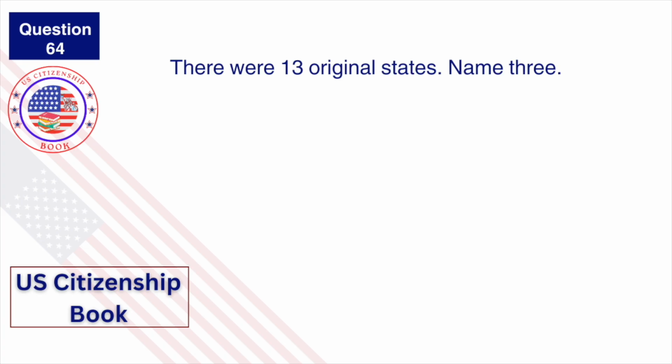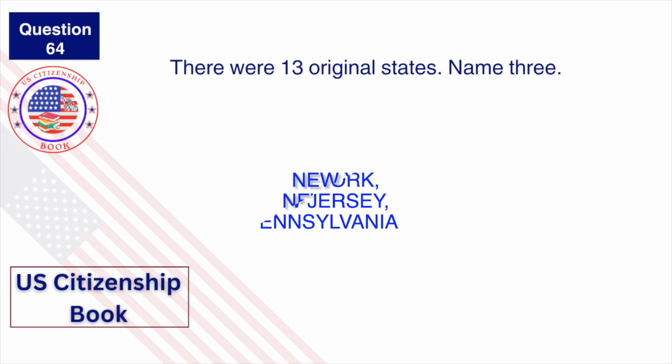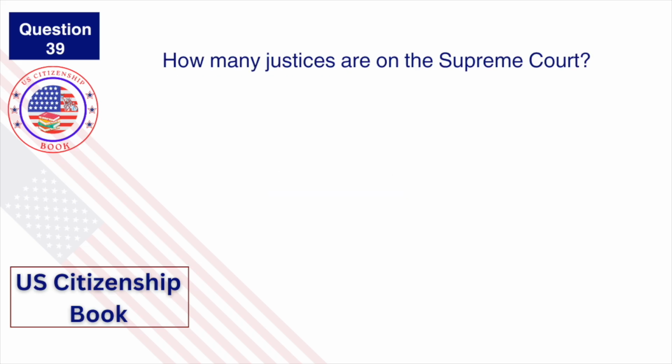There were 13 original states. Name 3. New York, New Jersey, and Pennsylvania. How many justices are on the Supreme Court? 9.